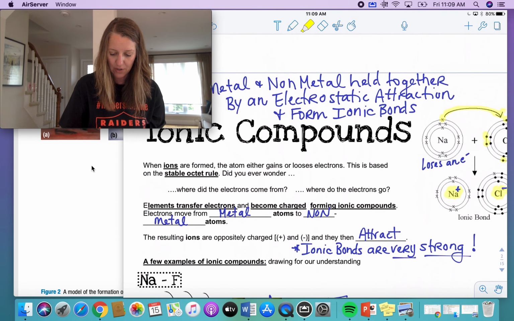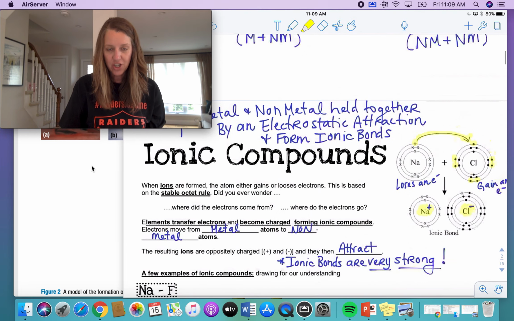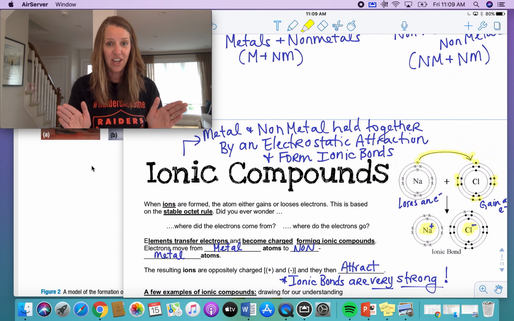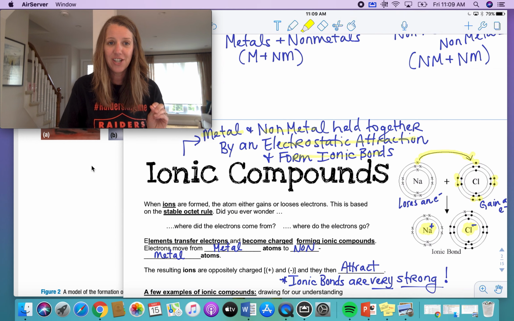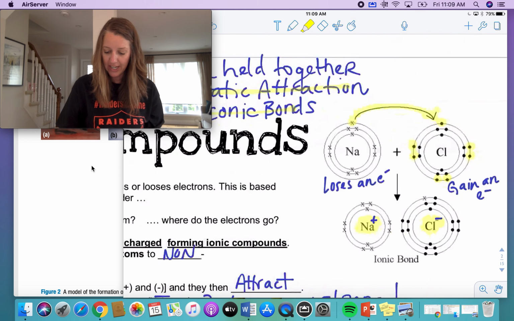The easy ones first. By definition, a compound that is ionic is a metal and a non-metal held together by an electrostatic attraction, and they form ionic bonds. These are very strong bonds. What does it look like?